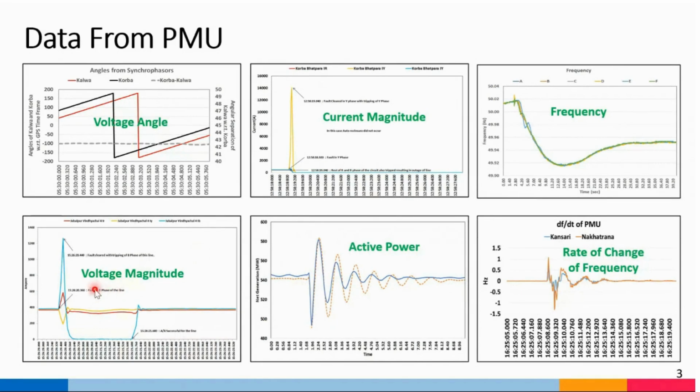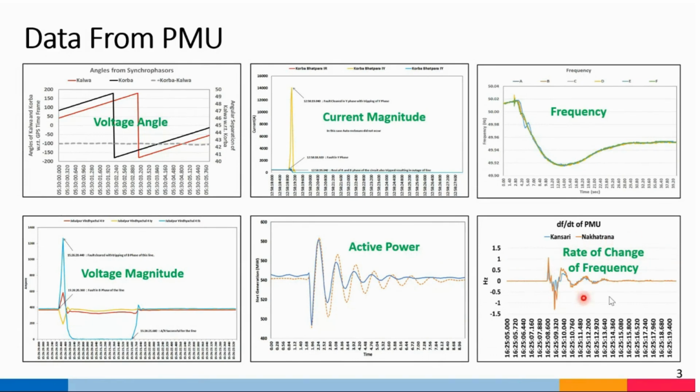Then you have voltage magnitude, because you can see that the auto recloser in the power system transmission line is operating, and this also provides compliance monitoring for the protection system, whether the protection has operated correctly or not. Then you have the active power, and you get a lot of information from this active power also, such as whether there is a power swing, and whether the power swing is properly damped or not.